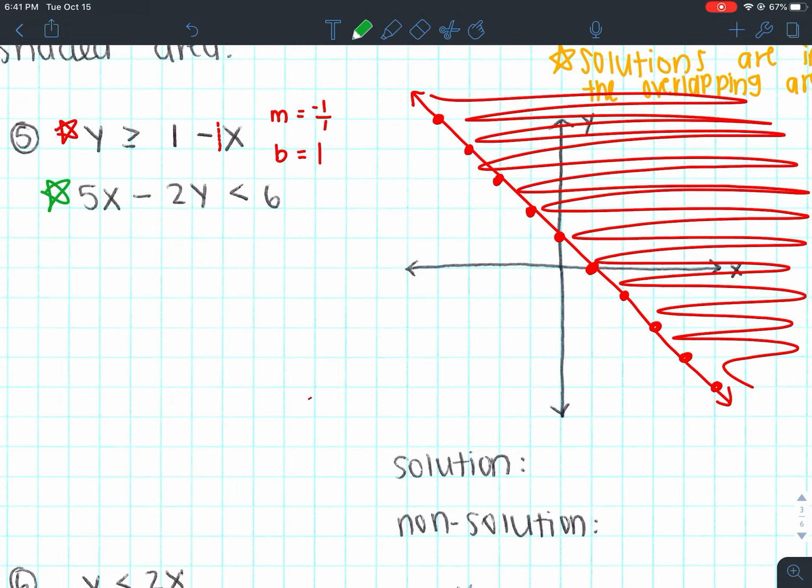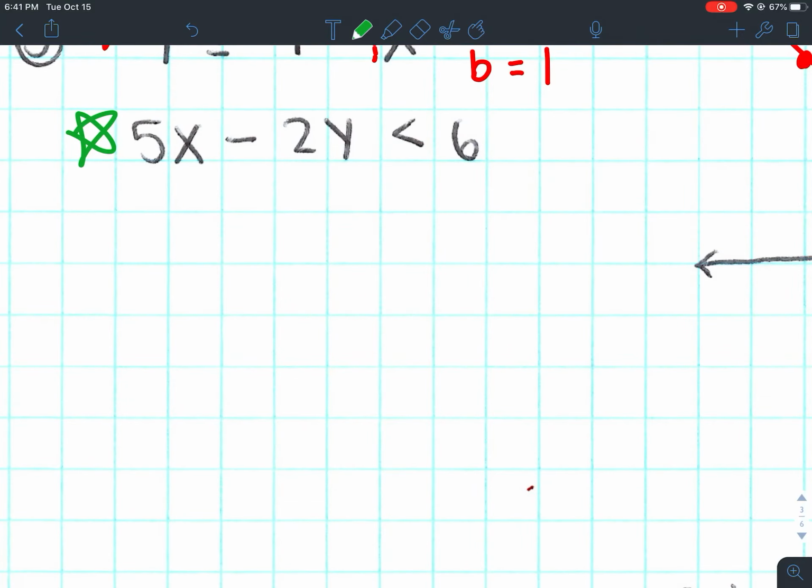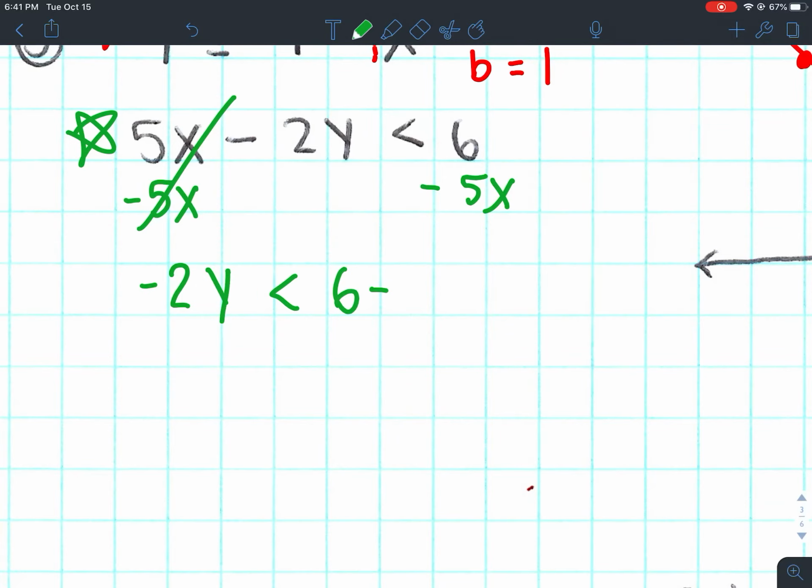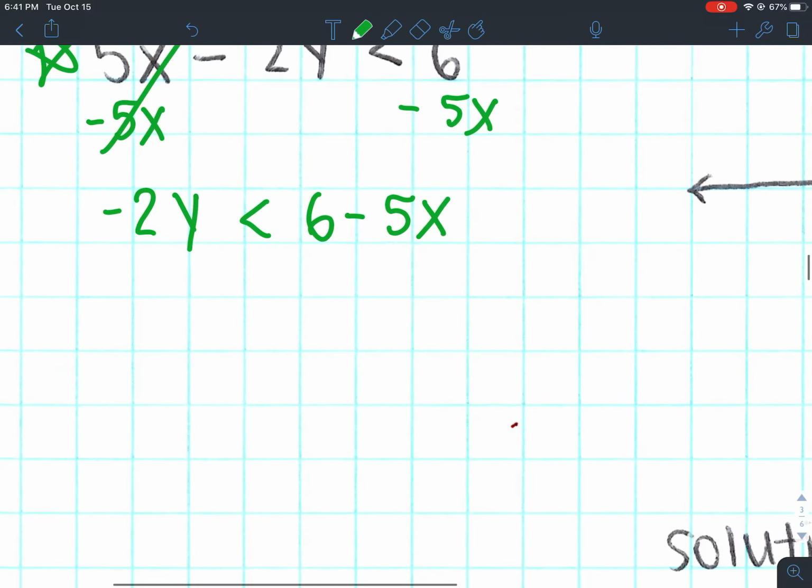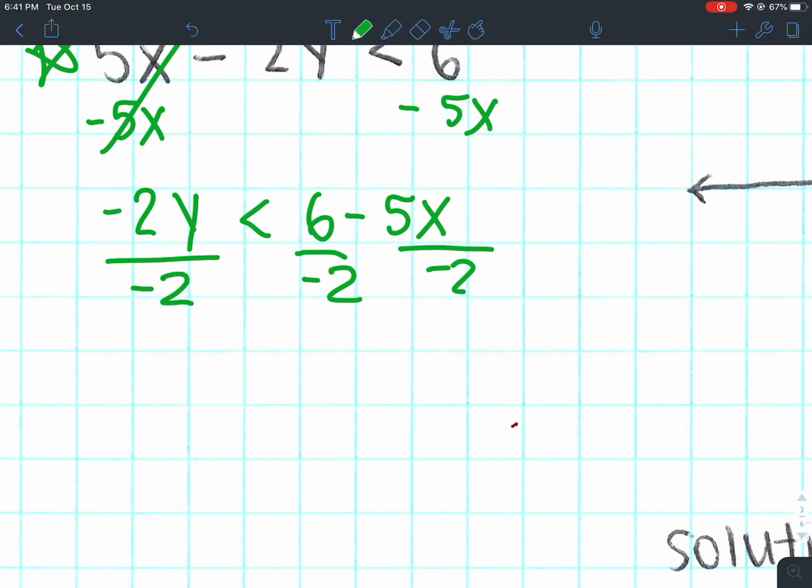All right, so now we have the next inequality, 5x minus 2y is less than 6. Well, y is not by itself, and we don't know how to graph an inequality unless it's in slope-intercept form. So I'm going to subtract 5x on both sides. So negative 2y is less than 6 minus 5x. My next step is to get y by itself, so I divide everything by negative 2: this by negative 2, this by negative 2, and this by negative 2.